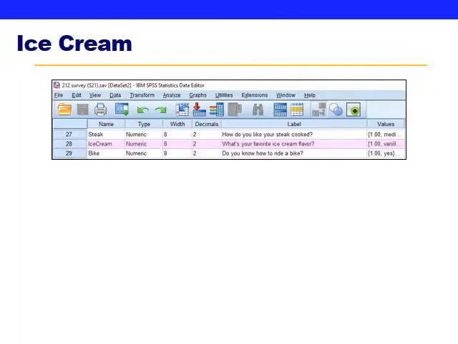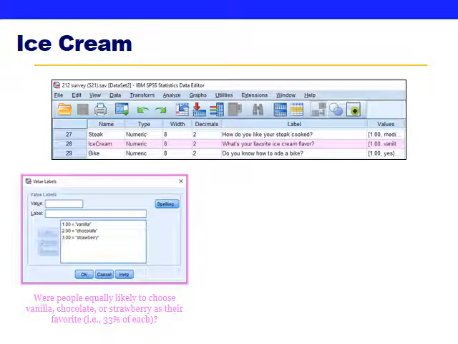One of the questions on that class survey asked you to report what your favorite ice cream flavor was, with three options: vanilla, chocolate, and strawberry. If you'd like to follow along, by the way, you can see at the top left of the screen we are using the data file called 212 survey spring21.sav, which is available on our website.